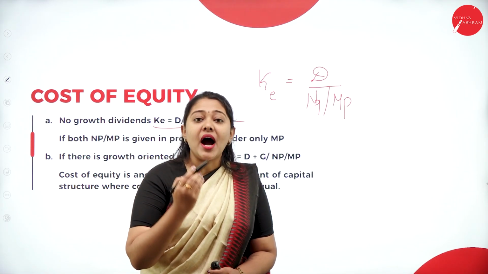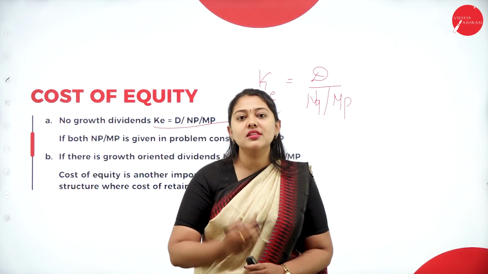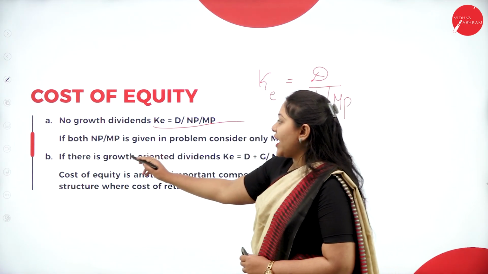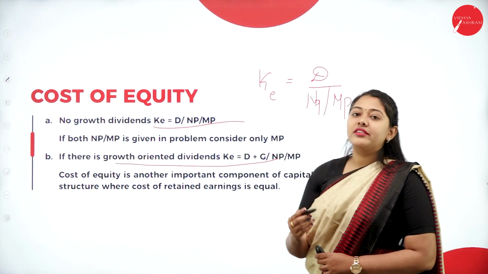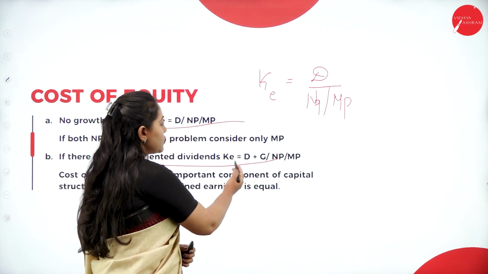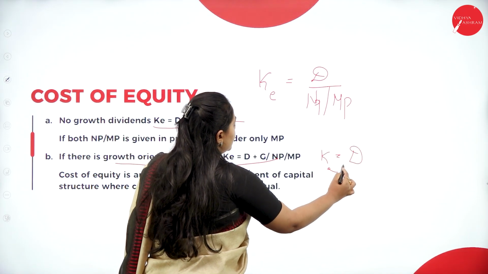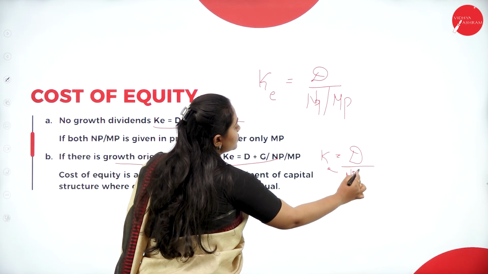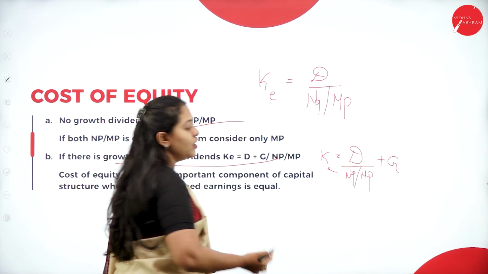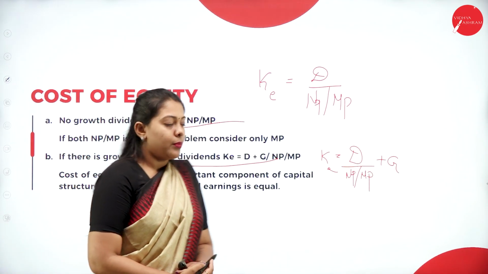Whenever market price is given in the question, my dear students, you have to consider market price only for your problem. Next, if the growth rate of dividend is given, what is the formula? The formula will be cost of equity is equal to dividend divided by net proceeds or market price plus growth. This is the formula that you have to recall while solving the problem.